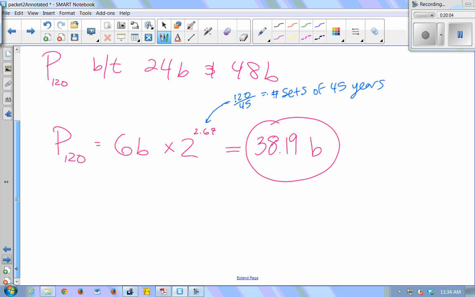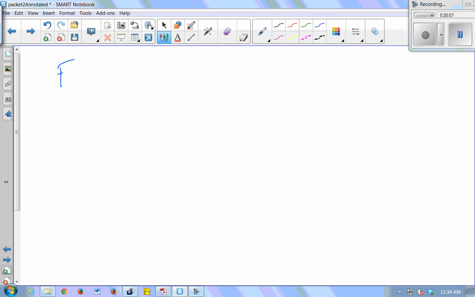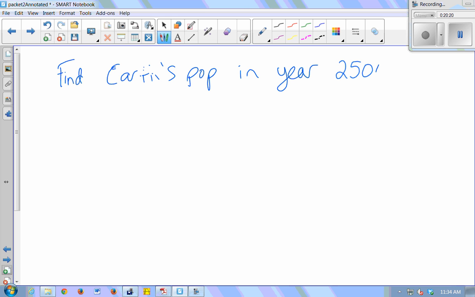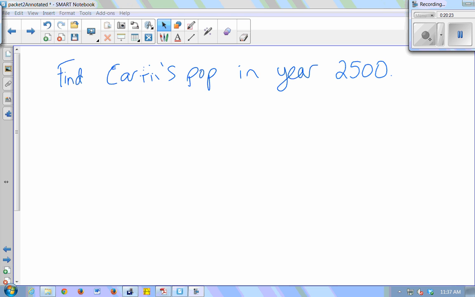Okay, so before we move on to the next one, find the Earth's population in the year 2500. Okay, so the year 2500. I've seen a couple of different approaches. Some people said, well, I know the population in 2450 because we did that earlier. Some people went all the way back to the year 2000, when I knew the population was 6 billion. Either way, you'll get the same answer.